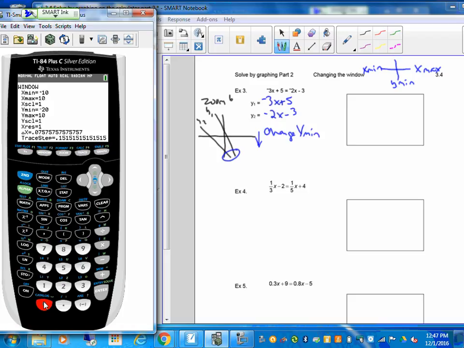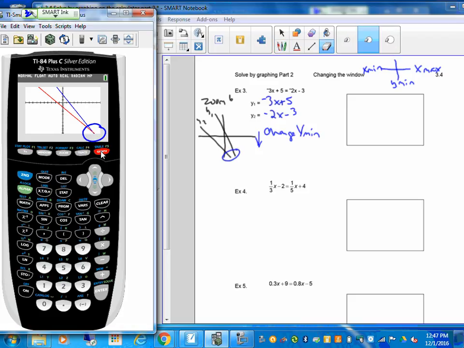type in your number. Don't hit Zoom 6. It'll give you that same picture we got the first time. Instead, we hit graph. And you see it moves the axis up a little bit. Let's see if this is enough. Now, if you look very closely, you can see that they do intersect right here. However, it can be kind of hard to see when it's that close to the edge.